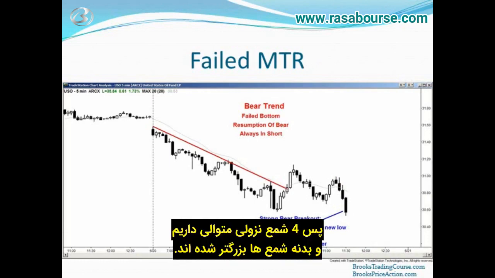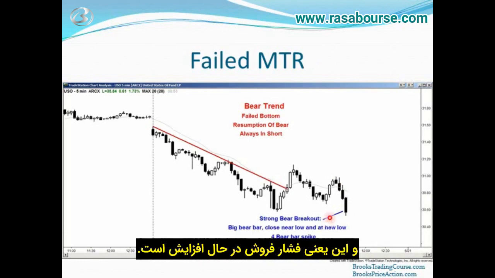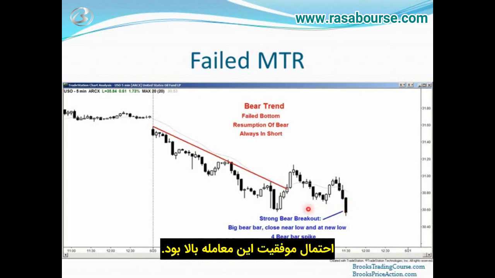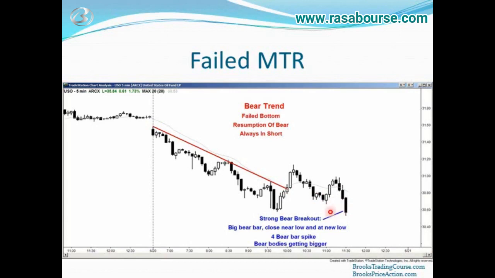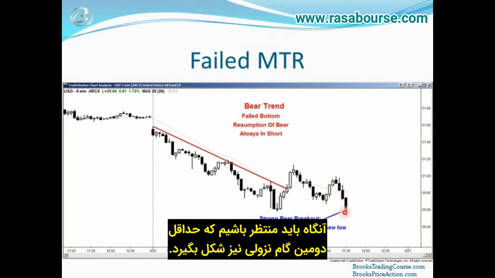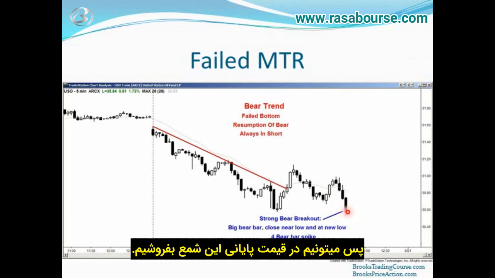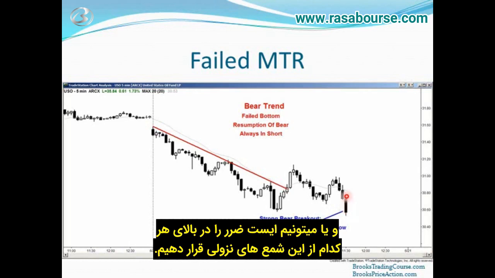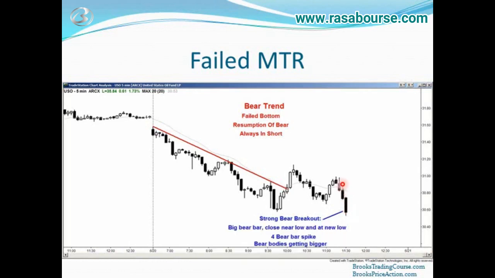So 4 consecutive bear bars, the bodies getting bigger, so the selling pressure is increasing, and the market at this point is probably always in short, and the bottom, this higher low, failed. Since it was such a high probability trade, that means a lower probability event occurred, and whenever the lower probability event occurs, you always have to be looking for at least a second leg down. So it's probably okay to sell this close, maybe with a stop above the high of the bar, or maybe a stop above any of these other highs.